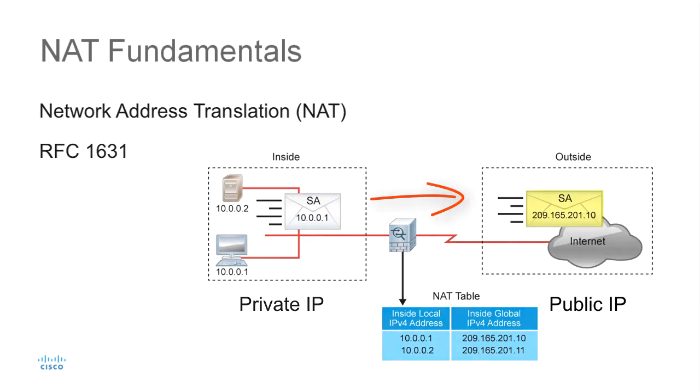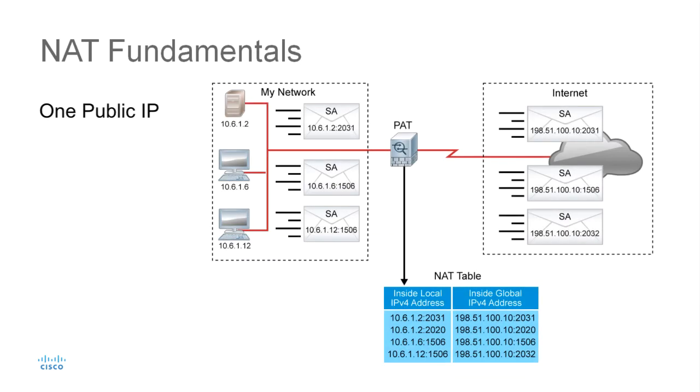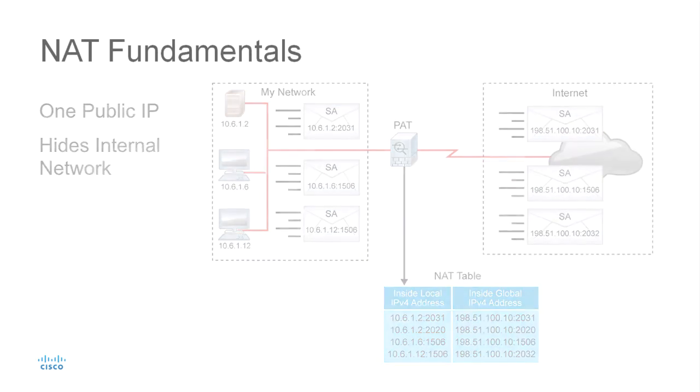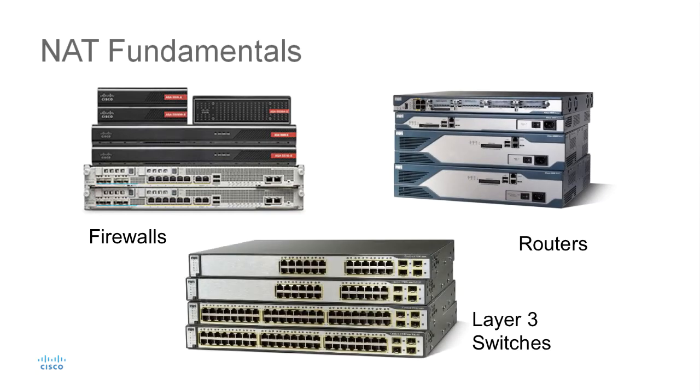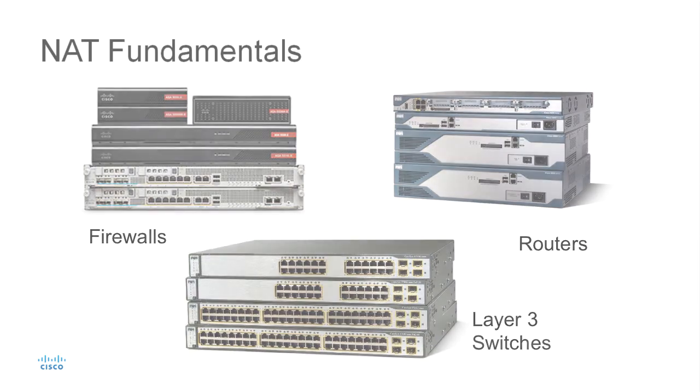the internet. As part of this functionality, you can configure NAT to use only one address for the entire network to the outside world. Using only one address effectively hides the internal network, thus providing additional security. Multiple devices can be configured to perform NAT services. Although firewalls are the most common, routers and Layer 3 switches are also capable of deploying this service. Cisco defines the following list of NAT terms.